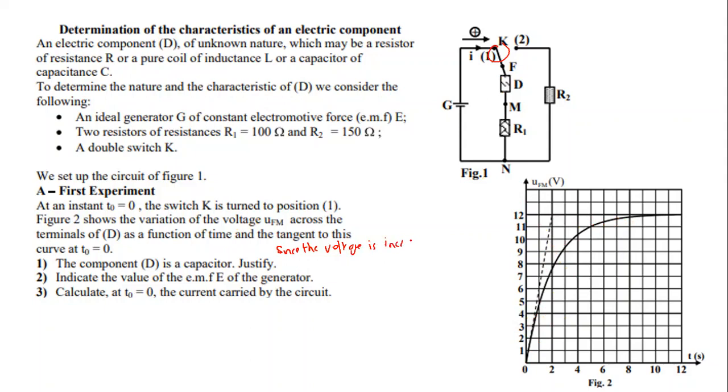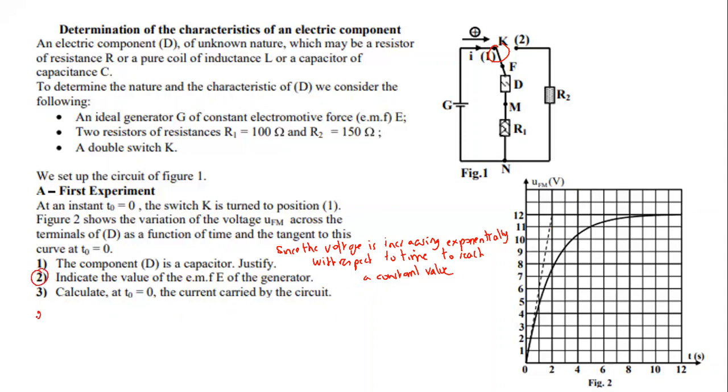Since the voltage is increasing, and it's not increasing as a line, it is increasing as an exponential. So exponentially. Now, if it were increasing as a line, I would have a resistor. So increasing exponentially with respect to time, to reach a constant value, which is the limit value, the limiting value. Indicate the value of the electromotive force of the generator.